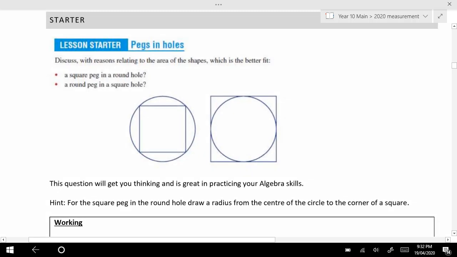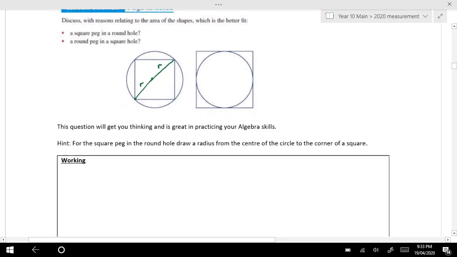All right, so the question is, what takes up the most area: a square peg in a round hole or a circular peg in a square hole? Now, the hint in order to do this is I'm going to draw the center of this square. If I get the center of this square and I go over to here, and it's also the center of the circle, by the way, then we're going to call that the radius. And that there would also be the radius. Okay, so we're going to do this for the first one.